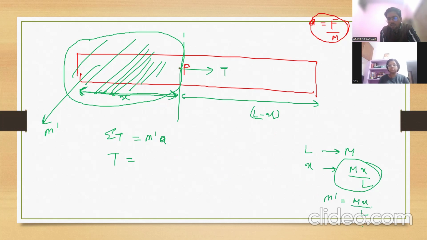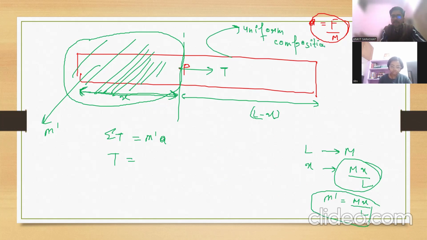Now why am I doing this? Because here one more thing: this string has uniform composition. Okay, density is uniform. If density is not varying, density is uniform all around the length, uniform composition, then I'm doing that. Total length has mass m, x length has mass mx by l.